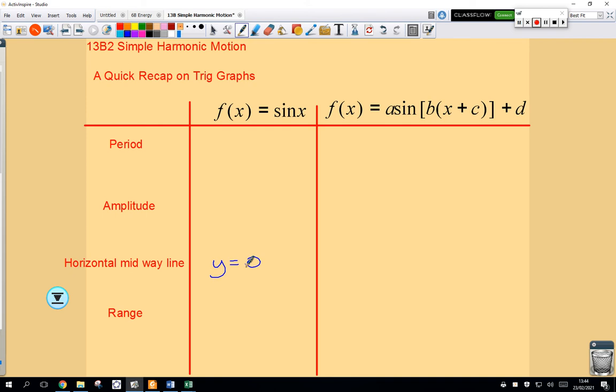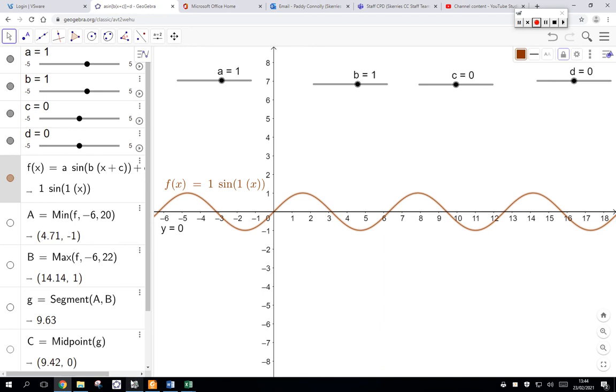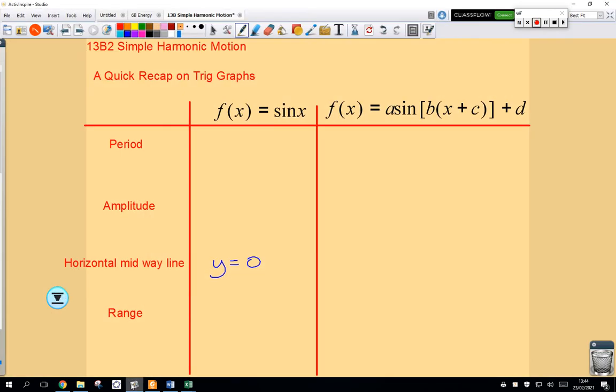If I want to look at the amplitude, it is the height the function reaches above that midway line. So there's my highest point, and you can see here that's 1. Above the midway line, that's 1. The total from bottom to top is 2 units tall. Half of that is just 1, or it's the height of the peak above the horizontal midway line. So the amplitude for the sine function is just 1.